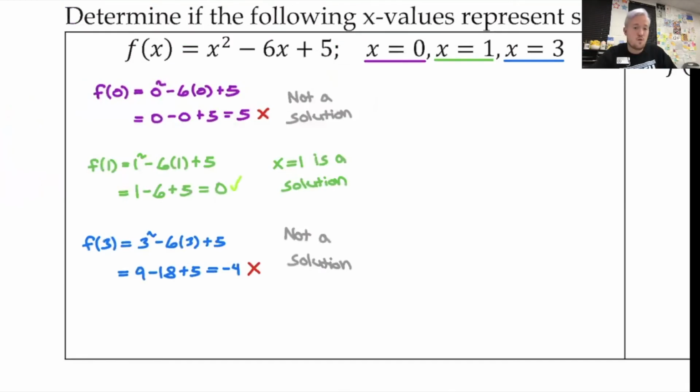All right, so only one of these points ended up working. Just know up to 2 of them could work. So if you're getting a validity question like this and you get like 4 points that work, something happened.